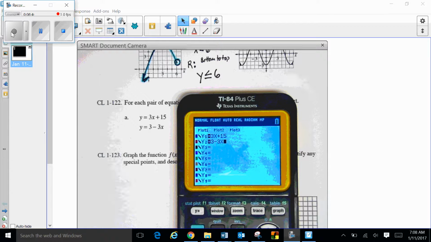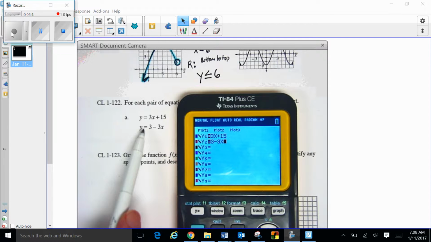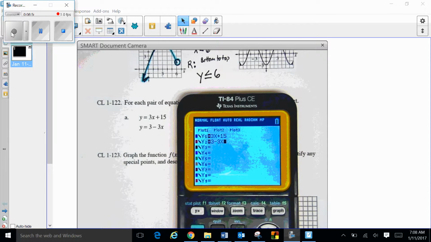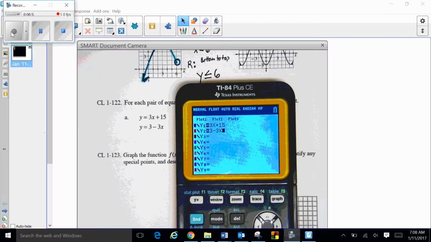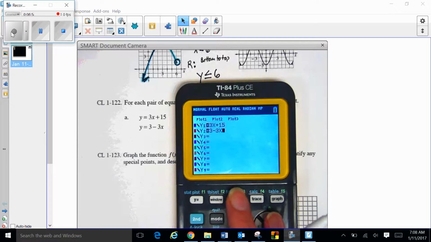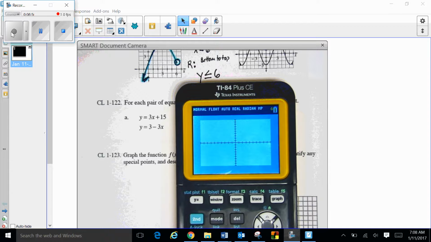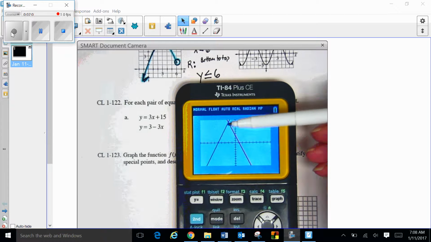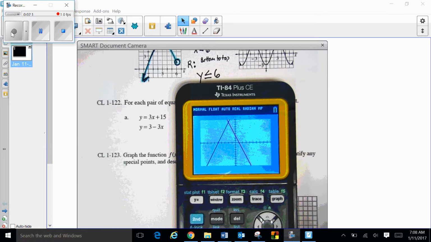All right, so I've typed in the two equations that were on the paper. Now I'm going to look for their intersection. I like to start by looking at the graph, and I'm going to hit zoom 6 to make sure I have a standard window to look at it in. And when I get that graph, I can see that the graphs intersect right about here. And if I follow it down to the x-axis, it looks like they might intersect around -3.